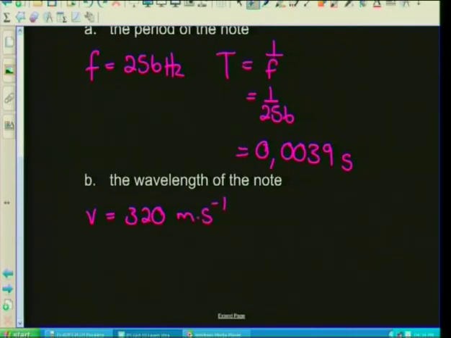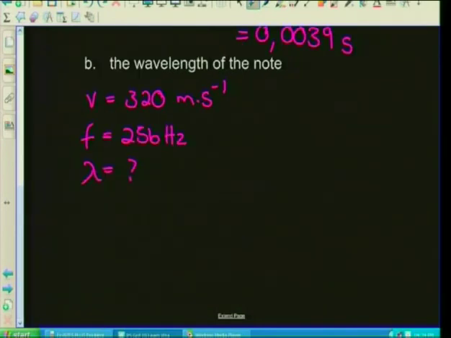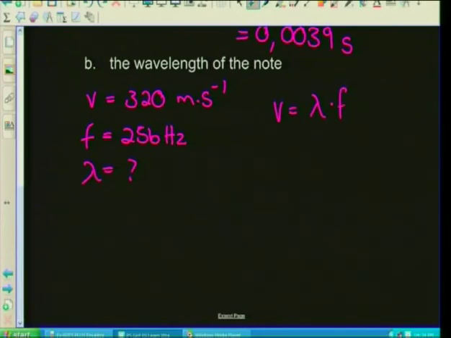I don't want to use period because I had to work it out just in case we got it wrong. Frequency is 256 hertz, and they want wavelength. We can do this. This is actually quite nice. Velocity is wavelength times frequency. We have 320, which then equals wavelength times 256.